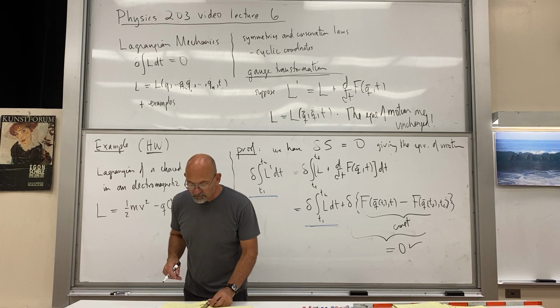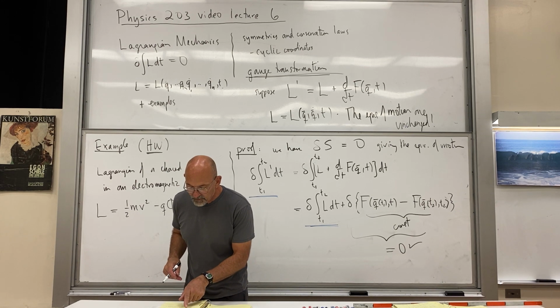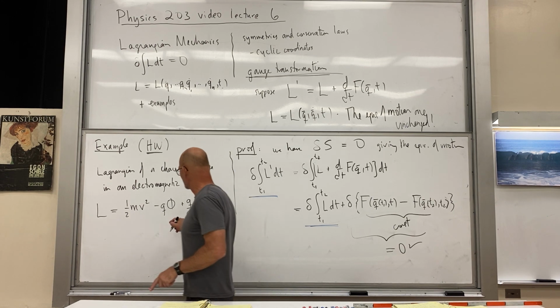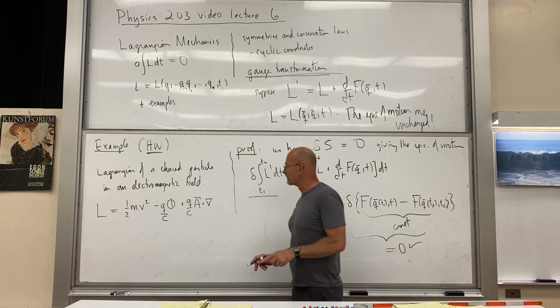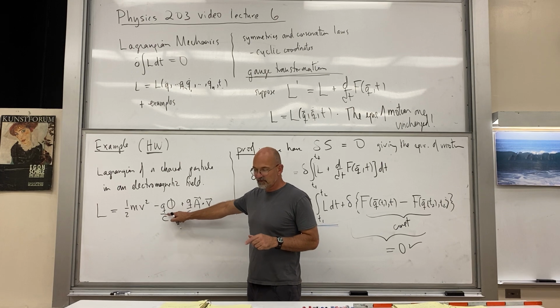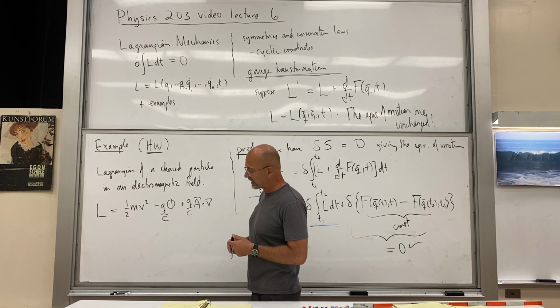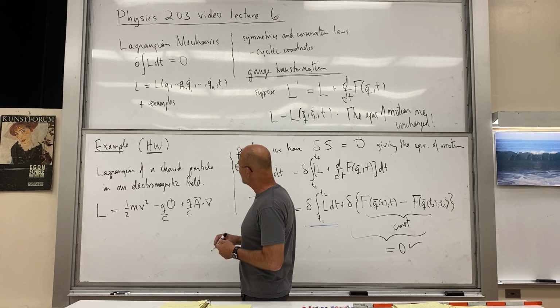Make sure I'm using the right formalism here. Yes, q over c. It can be done either way. c is the speed of light, so let's go ahead and go with this one right here. So that's the Lagrangian.